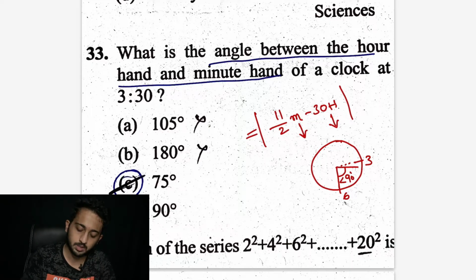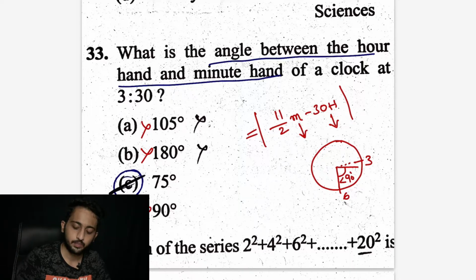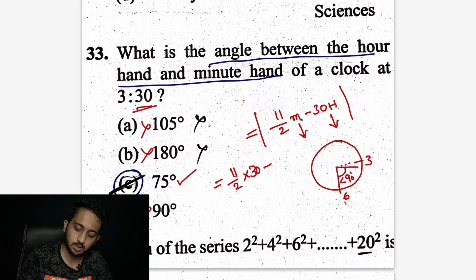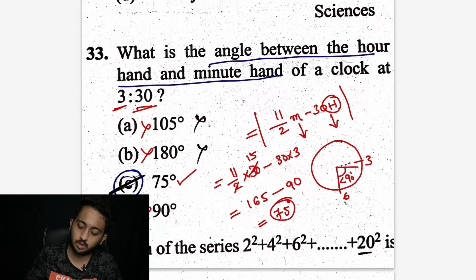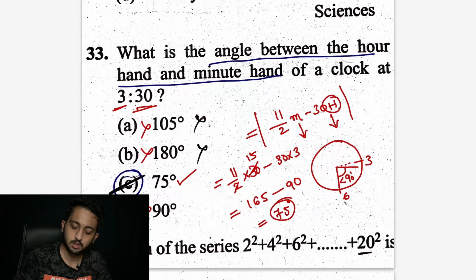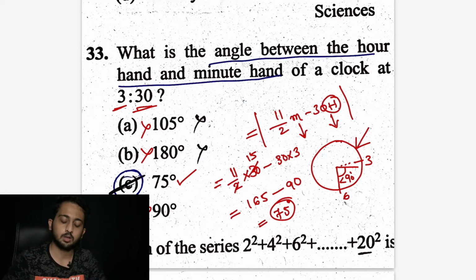So if you look at these options, this would get eliminated, this would get eliminated, and 90 is definitely not the answer. So this is the only option, 75 degrees. By this formula also you can get 11 by 2 into minutes, which is 30 minutes. So 30 minus 30 into h, which is 3. So it's 165 minus 90, which is 75 degrees. Even if you don't remember this formula, you can answer most of the clock questions just by assuming a clock.